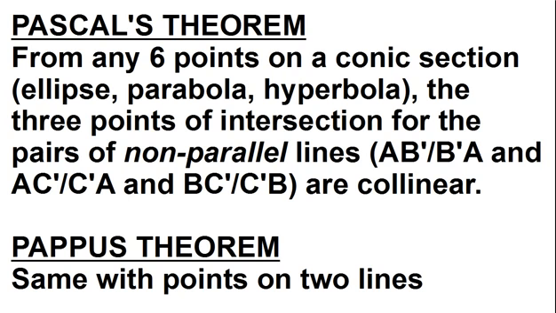The reason this happens is known as Pascal's theorem, which says that for any 6 points on a conic section, when you draw out the lines AB prime, B prime A, AC prime, C prime A, and BC prime, C prime B, as long as none of those pairs of lines are parallel, the points of intersection of those lines, those 3 points, will be collinear. And so that's why it always worked when we had a hyperbola, parabola, ellipse, or a circle. And to go back to the first example, we started out with 2 lines. The reason that works is Pascal's theorem.